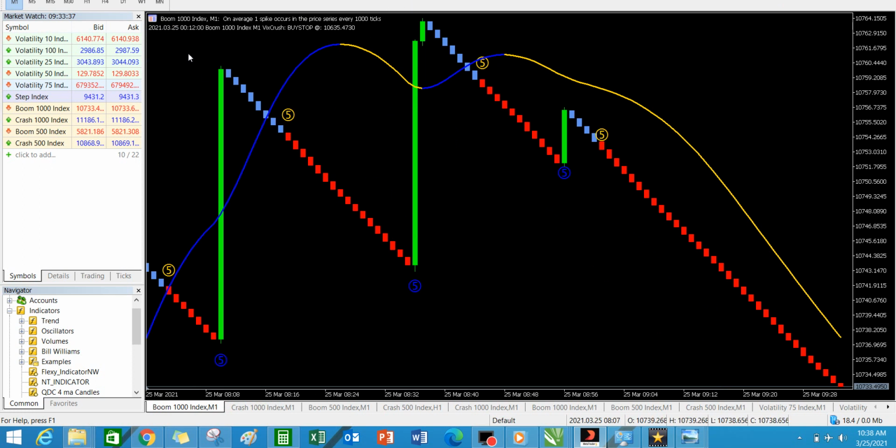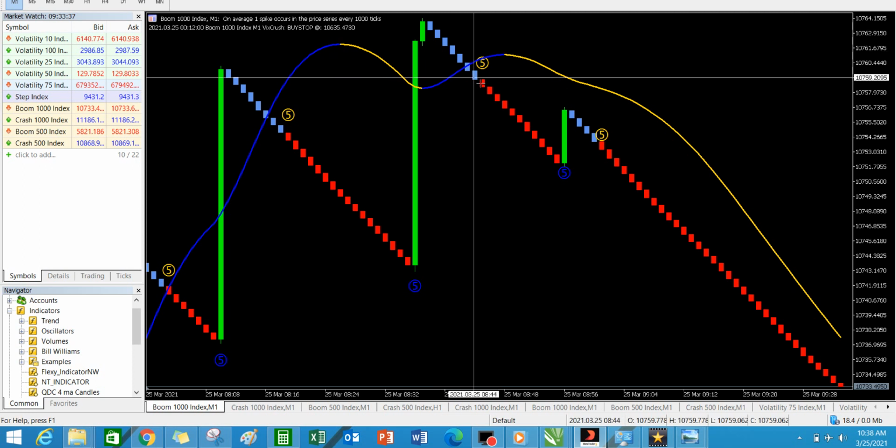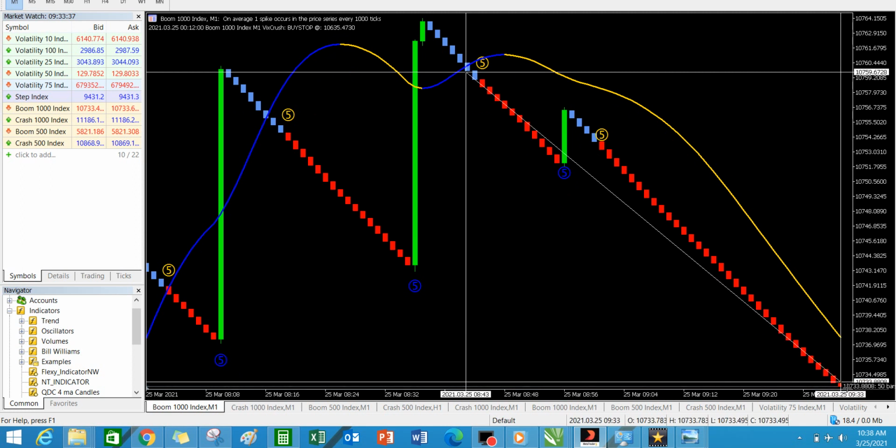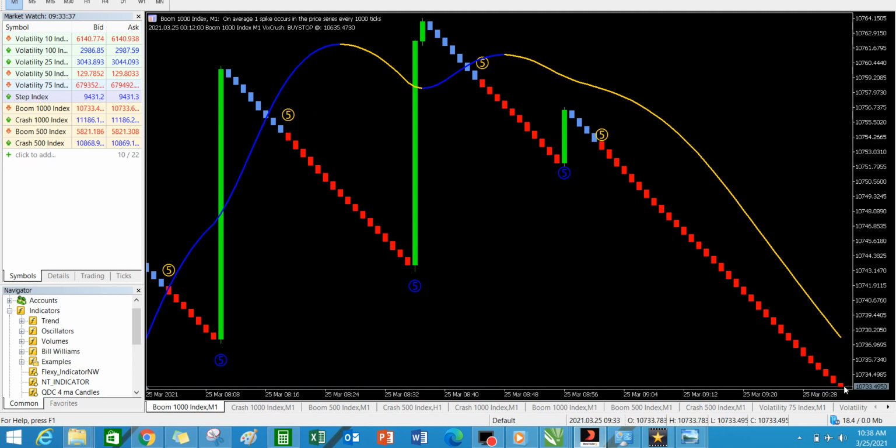At this particular point, this is Boom 1000, and I'm using the signal indicator to do my analysis here. You can see that it got to a resistance level, came down a bit, and also got to this resistance level, and you can see it coming down. Right now you can see the blue line changing from blue to yellow, which means that the market is on a downtrend. That is what led to this very long downtrend, giving us more than 50 candles. This is amazing.